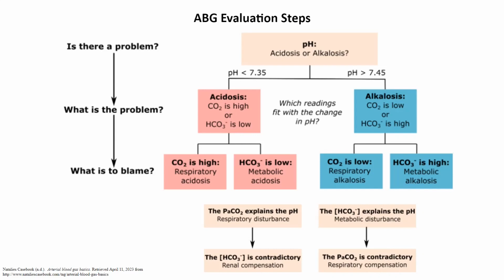Now, with compensation, if the problem is respiratory, the HCO3 will be contradictory because the renal system is trying to compensate. So it will be opposite of the pH, meaning in respiratory acidosis, the pH is more acidic, obviously, but the HCO3 is more alkalytic because it's trying to fix the acidosis. It will be higher. And if the problem is metabolic, the CO2 will be contradictory to the pH because the respiratory system is trying to compensate. It will be helpful to print this slide out so that you can refer to it as we go through the different ABG result scenarios.